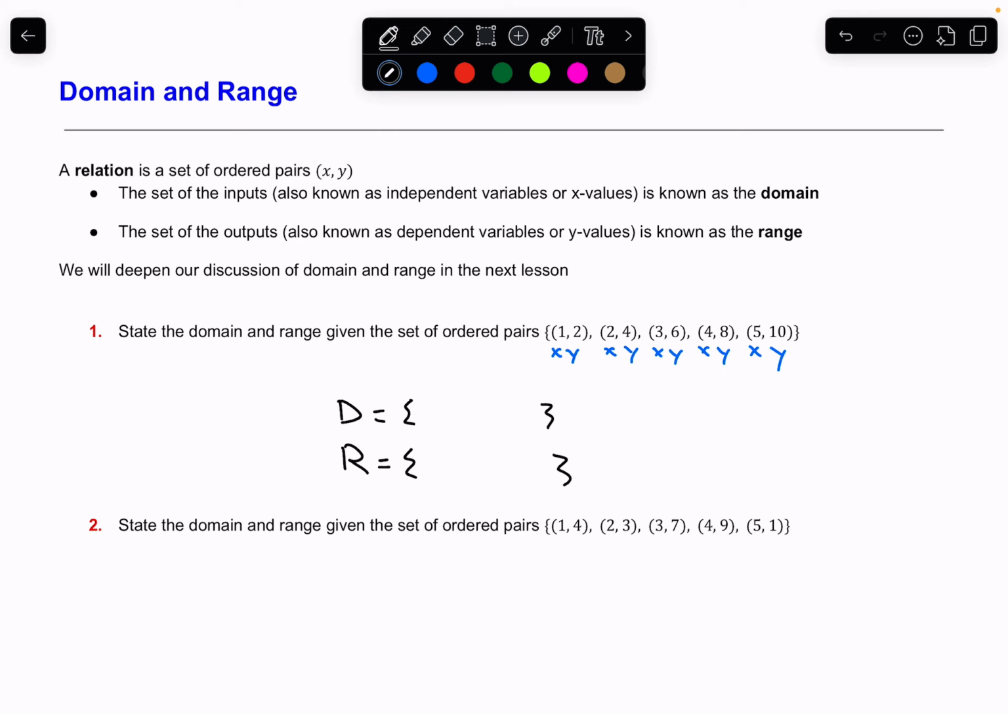The domain is all the x values, and the range is all the y values. So for domain, our x values are 1, 2, 3, 4, and 5. Just looking over here, 1, 2, 3, 4, and 5. So I can go ahead and copy those in.